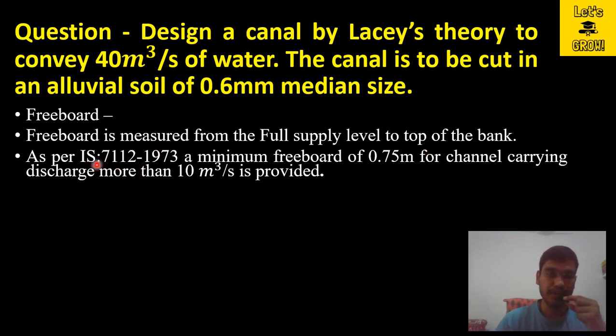And if you refer to IS code 7112/1973, a minimum freeboard of 0.75 meter is required for a channel carrying more than 10 meter cube per second discharge. Here the discharge is 40 meter cube per second, which is more than 10 meter cube per second. So in this case we will provide a freeboard of 0.75 meter, and if the discharge is less than 10 meter cube per second, we will provide a minimum freeboard of 0.5 meter.